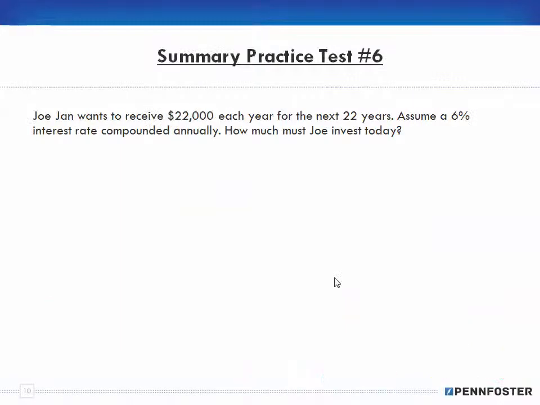All right, problem number 6. Joe Jan wants to receive $22,000 each year for the next 22 years. Assume a 6% interest rate compounded annually. How much must he invest today? So we're looking at the present value. That's 22 years at 6%.